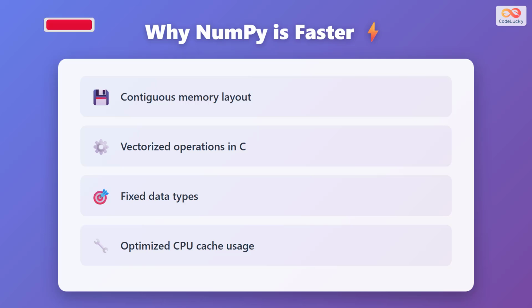So why is NumPy so much faster? There are 4 main reasons. First, contiguous memory layout allows for efficient data access. Second, vectorized operations are implemented in C, avoiding Python's interpretation overhead. Third, fixed data types eliminate the need for type checking during operations. And fourth, optimized CPU cache usage means the processor can work with data more efficiently. Together, these factors make NumPy the superior choice for numerical computing and data analysis.